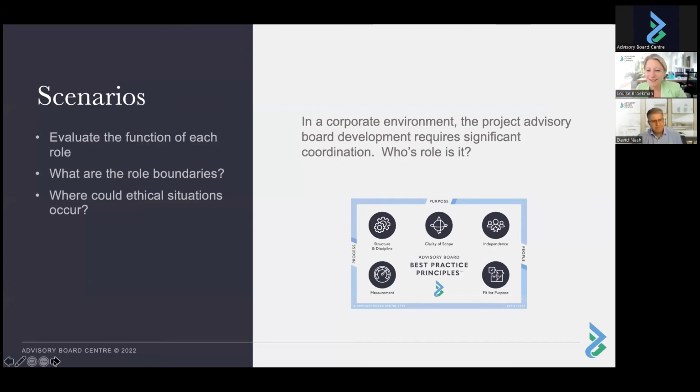Thank you. Scenario number 2. In a corporate environment, the project advisory board development requires significant coordination. Whose role is it to bring it all together?